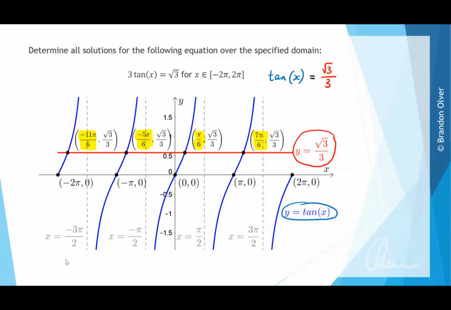We can also see that each of these 4 solutions lie one period away, which is pi for this question. So if we take 7 pi on 6 and subtract pi, we get to pi on 6, subtract pi again, and we get to negative 5 pi on 6, and finally if we subtract pi, we find the last solution inside this domain, which is negative 11 pi on 6.